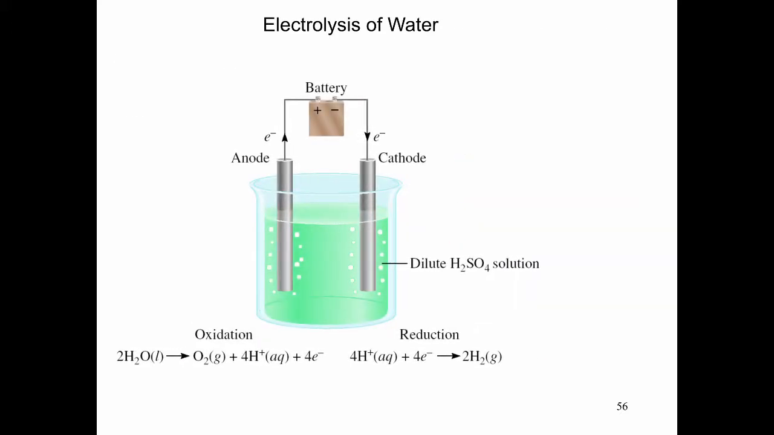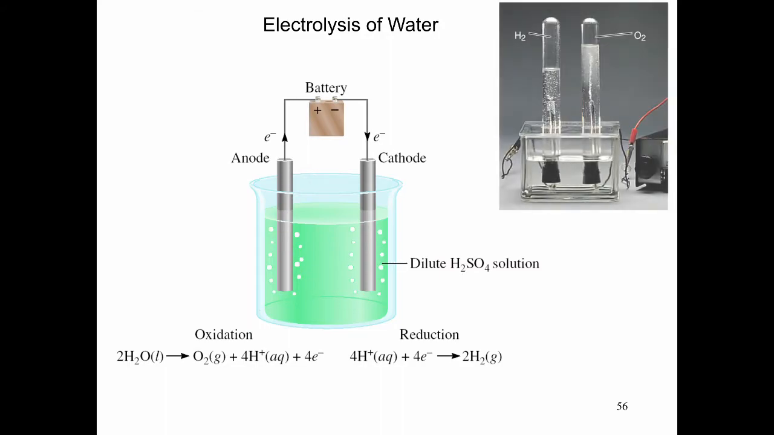Another example of electrolysis is water. Again, this is a battery, so you are applying electrical charge on your cell, with the movement of electrons from the anode to the cathode. Oxidation occurs when you oxidize water to form oxygen and protons, and the protons are reduced to form hydrogen gas. So this is the oxidation of oxygen, and this is the reduction of hydrogen. This is the electrolysis of water.